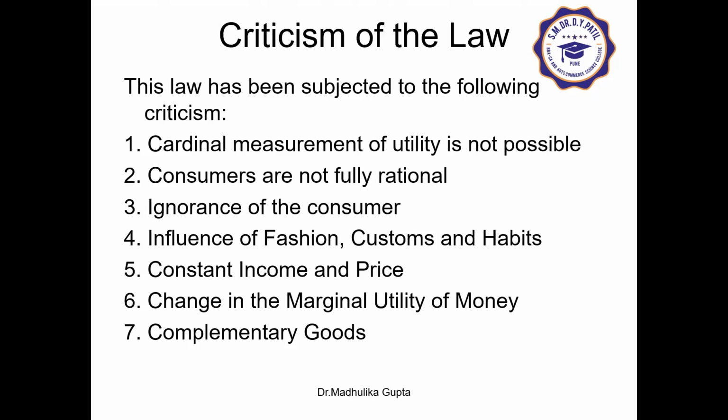The next is constant income and price. An important assumption of the law is that the income of the consumer and the price of the good should remain constant. Is it possible? Income of the consumer is limited. As such, he cannot increase his satisfaction beyond a particular limit. Likewise, prices being constant, he will get only as much satisfaction as the amount of goods that he can buy with limited income. So he cannot extend his satisfaction beyond this limit. This is one of the criticisms.